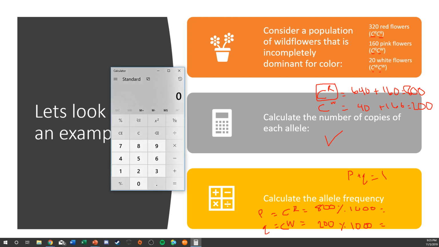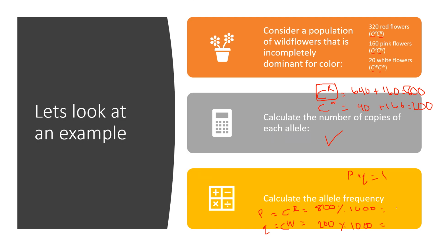So here we go. Let's pull up the calculator. Okay, so we have 800. We're going to divide that by 1,000. 0.8. I don't need the calculator for this. And what's this one going to be?